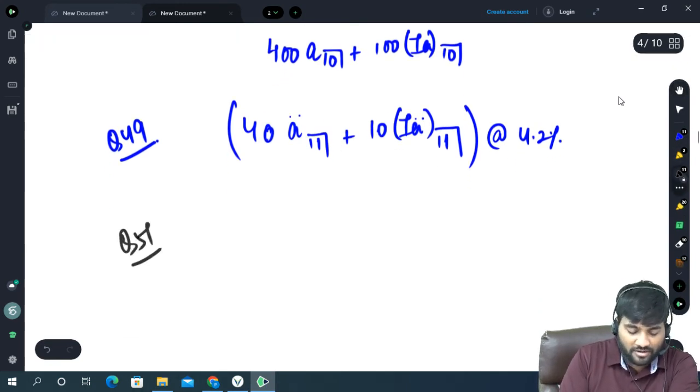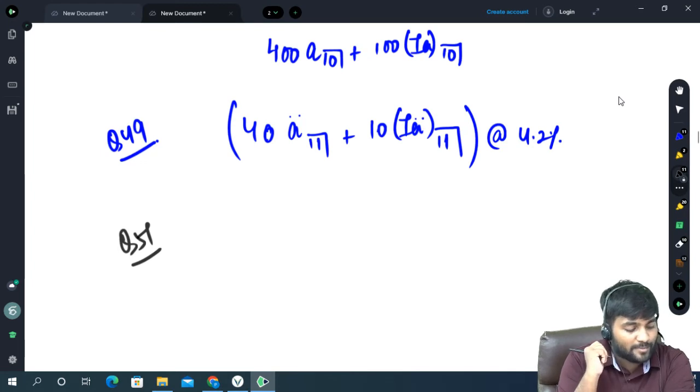Question number 51. Rent on a property is payable continuously for 5 years. The rent in the first year is 3000, thereafter the annual rent increases by 500. Very simple. Calculate the present value of the rent at the start of 5 years using an annual effective.